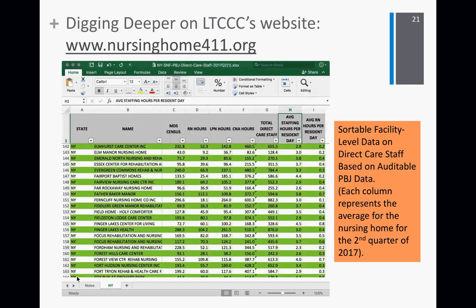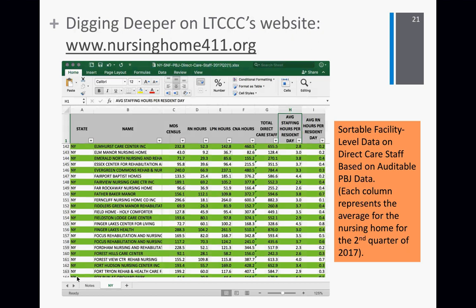So what I did, as I mentioned before, CMS just released those payroll-based journal staffing data for the first time on November 1st of this year. What we did is we took the second quarter of 2017, because that was the last complete quarter that was available at this time that was reported on the database. We downloaded those data and we averaged them. So here you can see, this is just for New York, but we've done this for every single state.